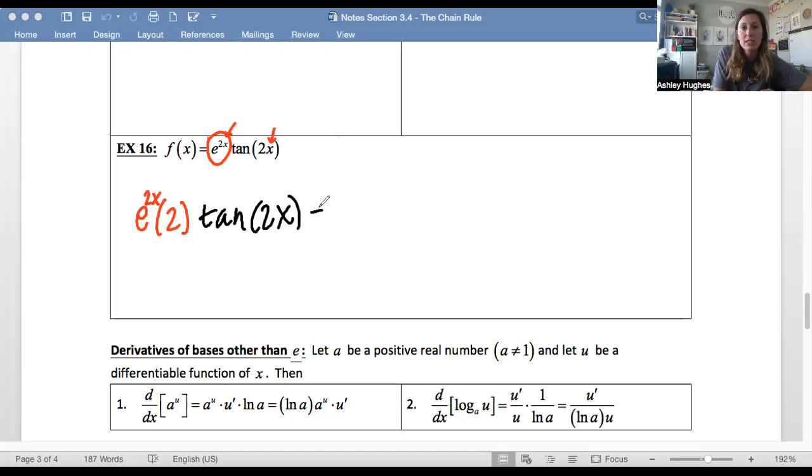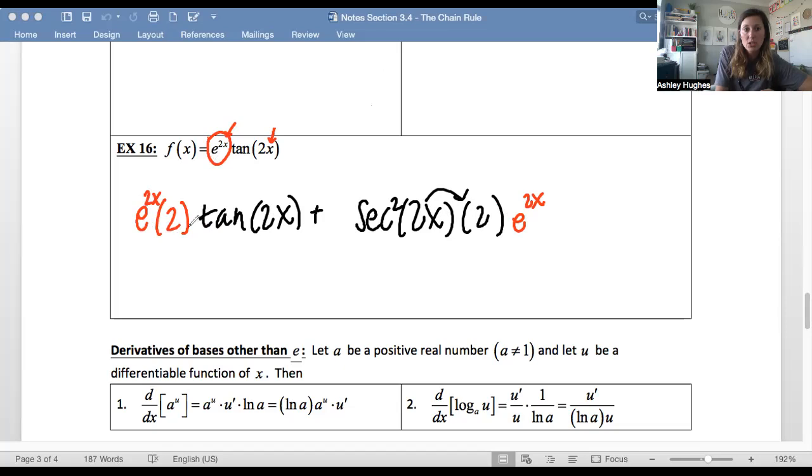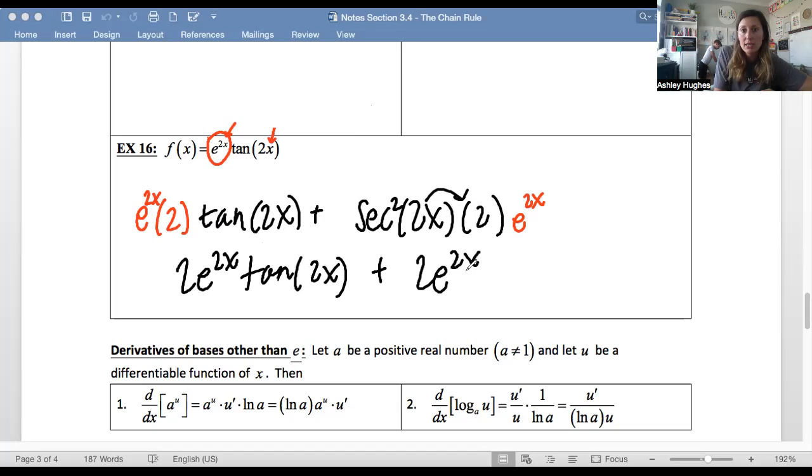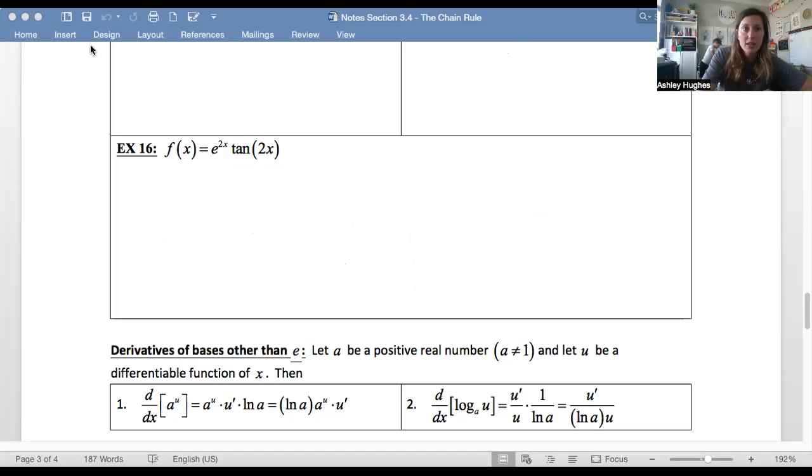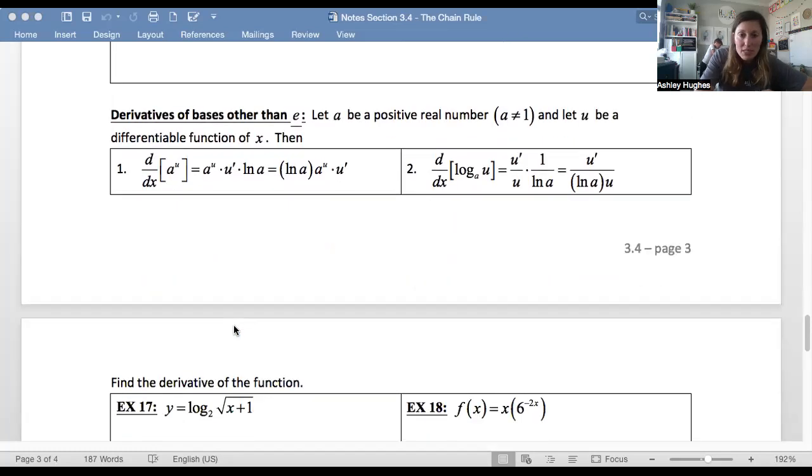Plus the derivative of the second, which would be secant squared of 2x times 2, because of the chain rule, times the first. So we have the derivative of the first times the second, plus the derivative of the second times the first. So if I wanted to clean this up a little bit, it would be 2e to the 2x tangent of 2x plus 2e to the 2x secant squared of 2x. Again, this is a lot of information at once. Just try your best and please let me know if you have questions.